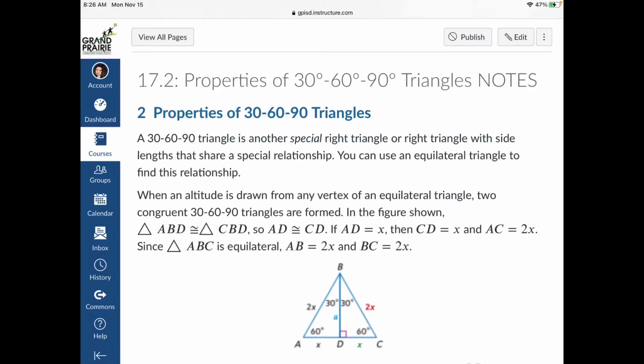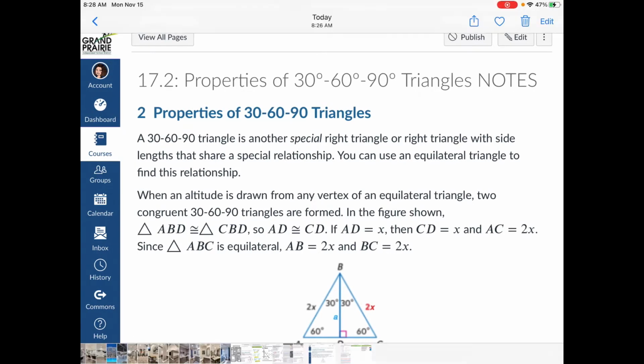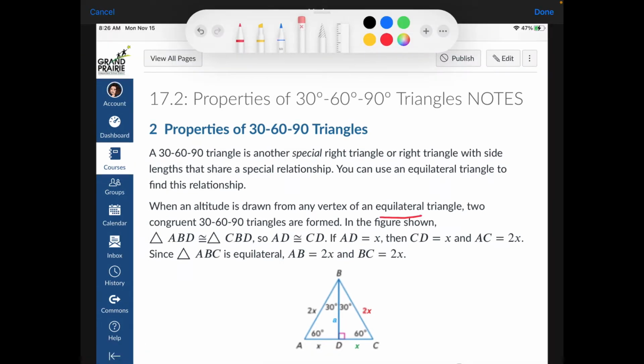Now we're going to talk about properties of 30, 60, 90-degree triangles. There are some special triangles out there, and this is one of them. So if we take an equilateral triangle, where all the sides are the same length, and I draw a line from the top all the way to the bottom, like an altitude, then this cuts the equilateral triangle into two congruent 30, 60, 90-degree triangles.